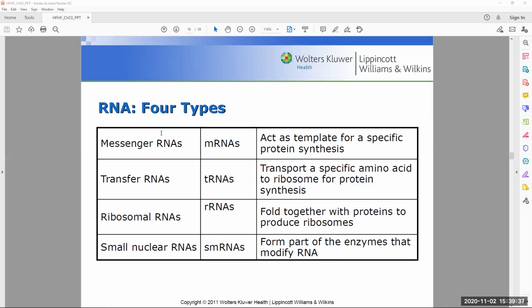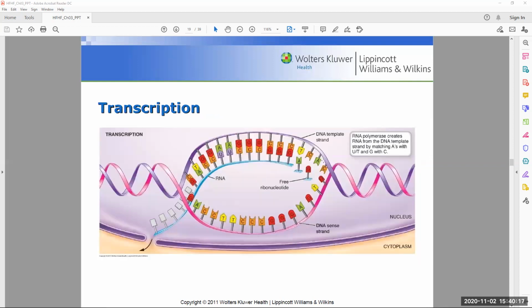So RNA, let's talk about the types. We have messenger, transfer, ribosomal, and small nuclear RNA. And in terms of their functions, the messenger acts as a template for protein synthesis. Transfer RNA transfers amino acids to the ribosome for protein synthesis, right? The ribosomal RNA folds the proteins together, and the small nuclear RNA forms part of the enzymes that modify the RNA. So the messenger and the transfer are the two important ones. The messenger is the one that actually copies the message, and the transfer RNAs bring specific amino acids to the ribosome for protein synthesis.